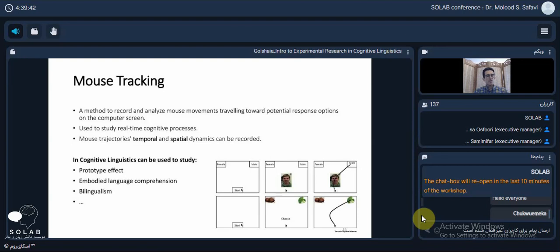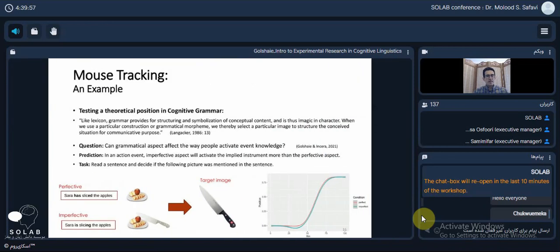In cognitive linguistics, this method can be used to study, for example, prototype effect, embodied language comprehension, and also bilingualism. And here is an example of using mouse tracking to test a theoretical position in cognitive grammar. I cite Langacker 1986 here.